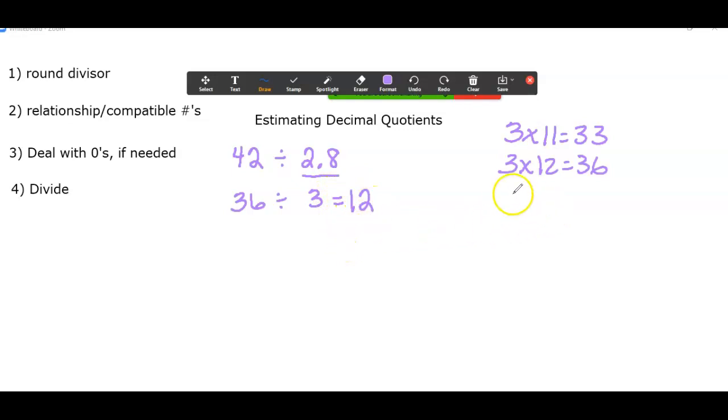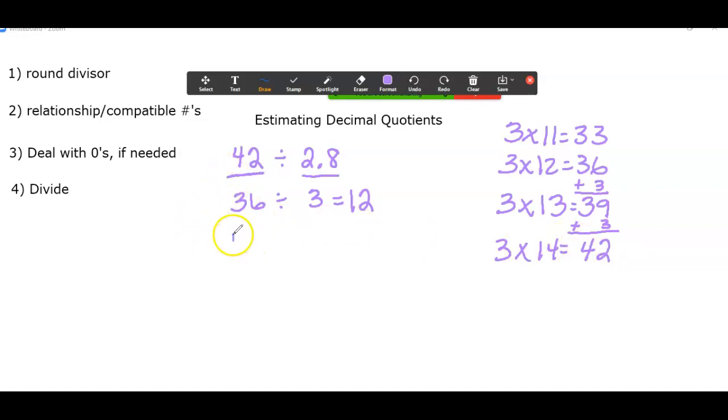Okay, but look at what happens. Let me just add some groups. So 3 times 13 would be 36 plus 3, right? So that would be 39. Isn't that closer? Absolutely. Well, let's look and see what happens if I add one more group. Again, that's plus 3. And that is actually the dividend that we have. So if I say 42 divided by 3, my answer is actually right here.